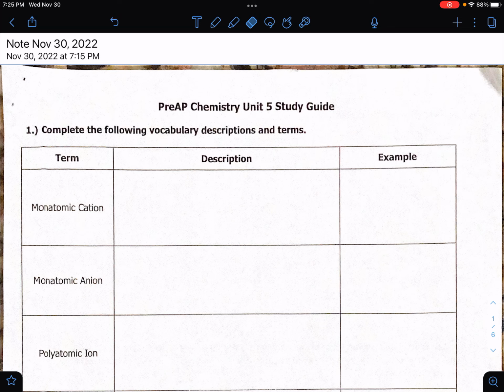All right, so this is the chemistry unit 5/6 study guide. I know it says unit 5, but this is 5 and 6, so we're going to go over both things. Let's get started. This shouldn't take very long.